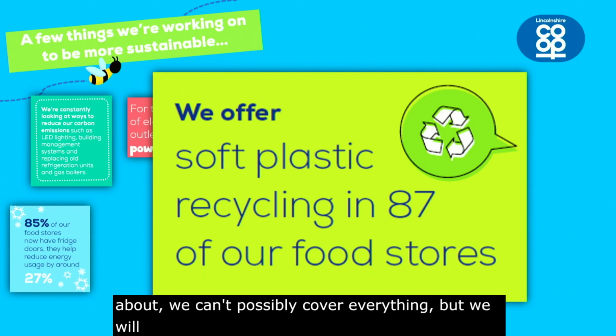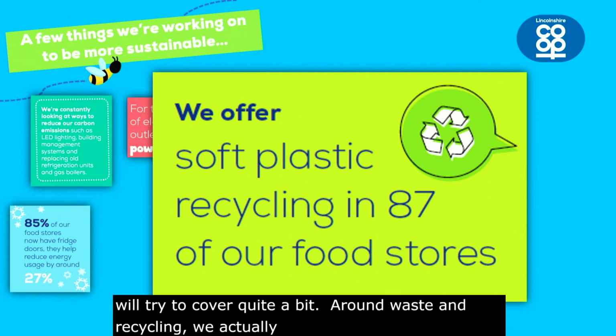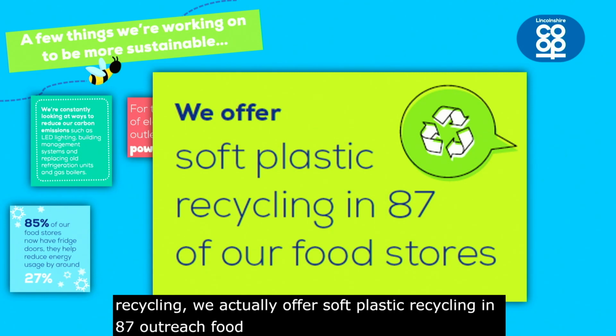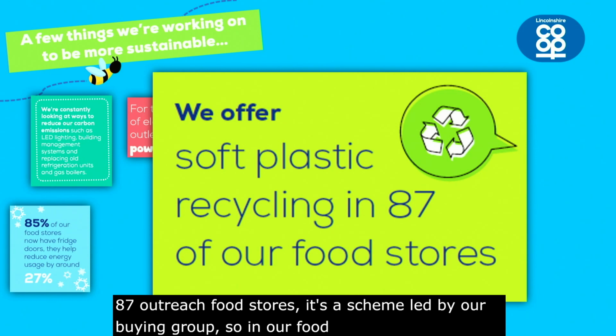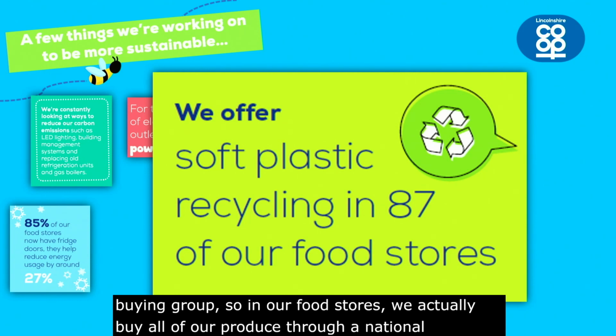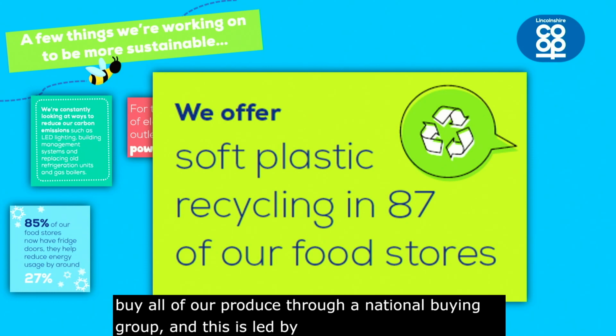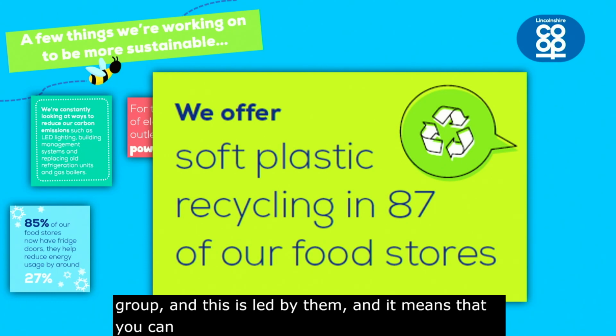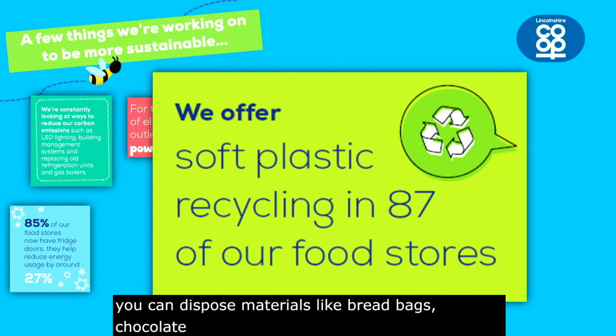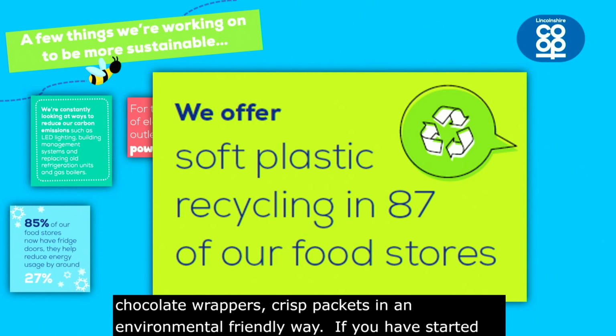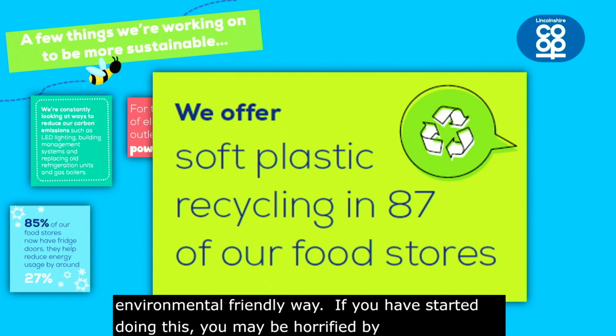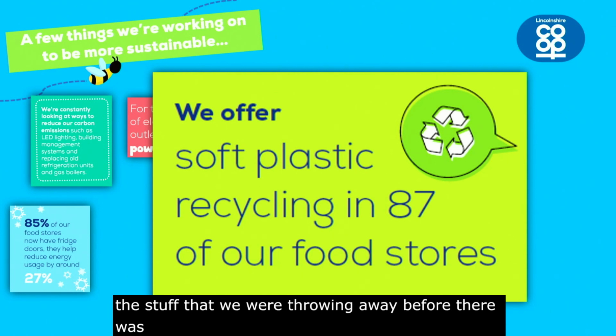Around waste and recycling, we actually offer soft plastic recycling in 87 of our food stores. It's a scheme led by our buying group. So within our food stores, we actually buy all of our produce through a national buying group, and this is led by them. And it means you can dispose of materials like bread bags, crisp packets, chocolate wrappers in an environmentally friendly way. If any of you have started doing this recently, you'll be probably quite horrified at how much of this stuff, I'm seeing some nods, we were throwing away before there was an easy recycling system. And thankfully, through our network of stores, we're now offering this to people.